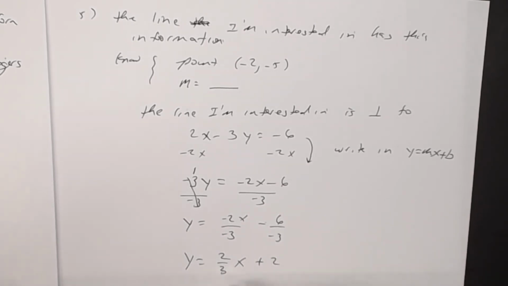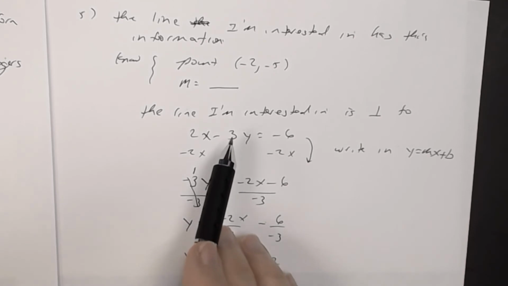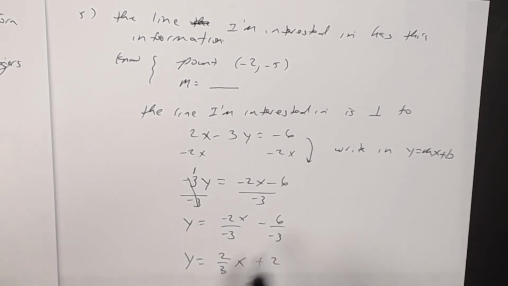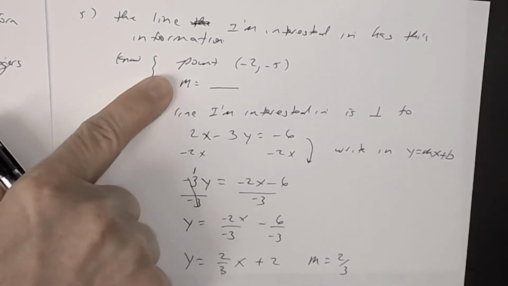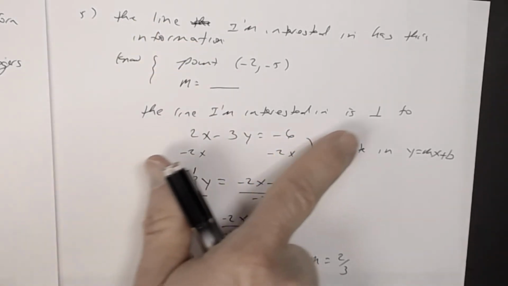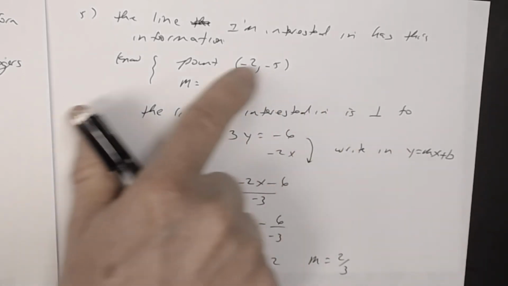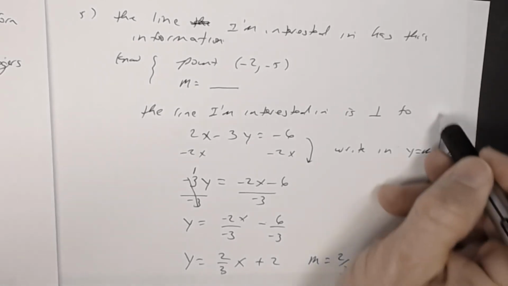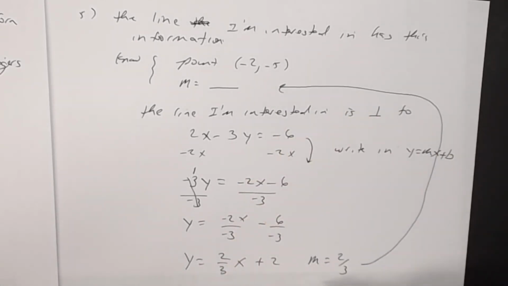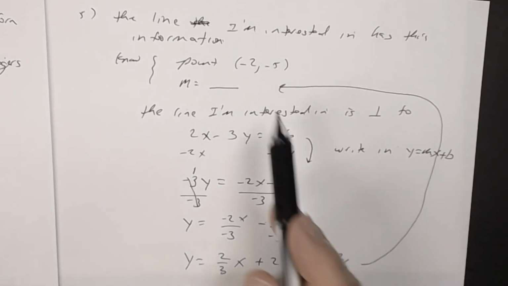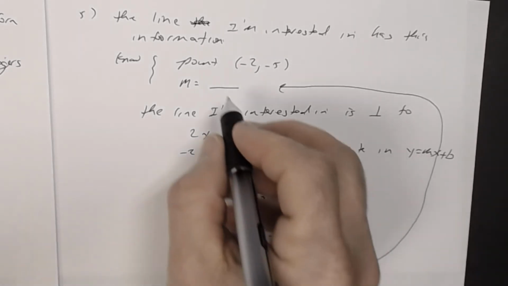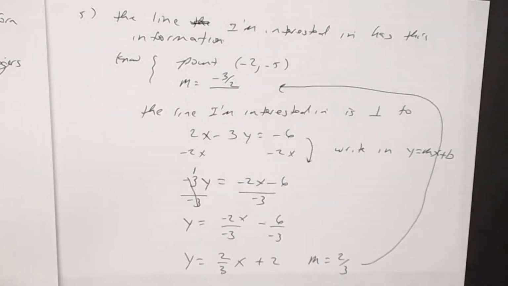Okay, so this is the slope-intercept form of this equation here. So the slope of this line is 2/3, right? Okay, so I know the slope of that line. So now I know the slope of this line because the line I'm interested in is perpendicular to this line. And this line has slope 2/3. So therefore, the slope of this line then is going to be -3/2. Because remember, perpendicular lines, the slopes are negative reciprocals of each other. So -3/2. Okay? So now I know everything I need to know.